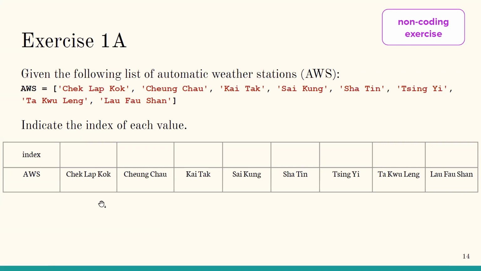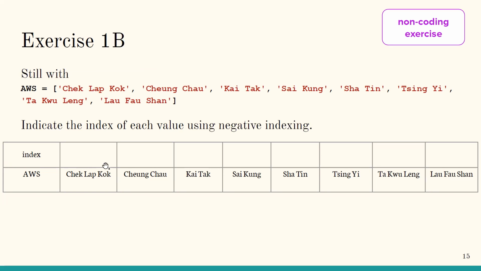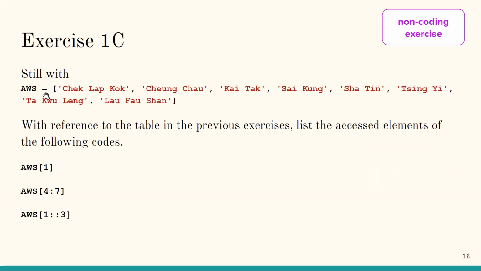Okay, this is your homework. First exercise, fill in the index of each value. So AWS is automatic weather station. Okay, you have different names. It's pretty easy. Okay, it's a non-coding exercise. So you need to indicate the index of each value using negative indexing. So again, it's pretty easy. So I'll leave that to you, with reference to the table.